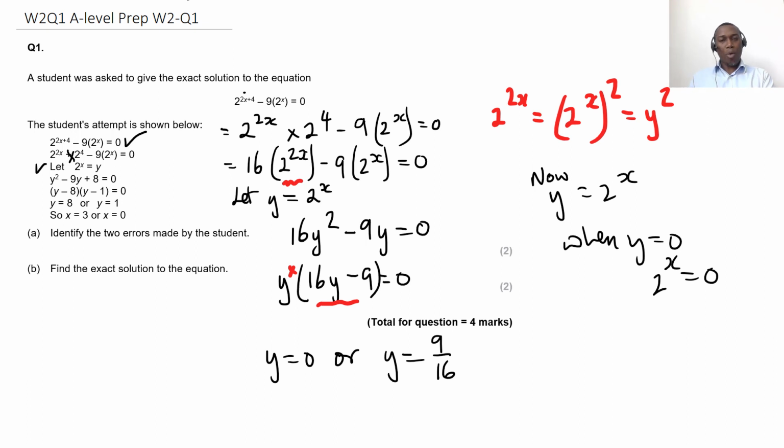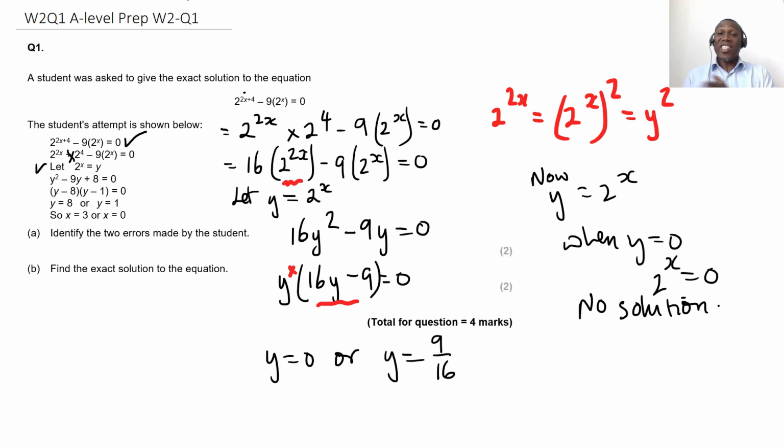So when y equals 0, we're suggesting 2 to the power x is equal to 0. So 2 to some power is 0. What power do you raise 2 to get 0? Yeah, that's right. No power. It's not possible. So we'll just write no solution.